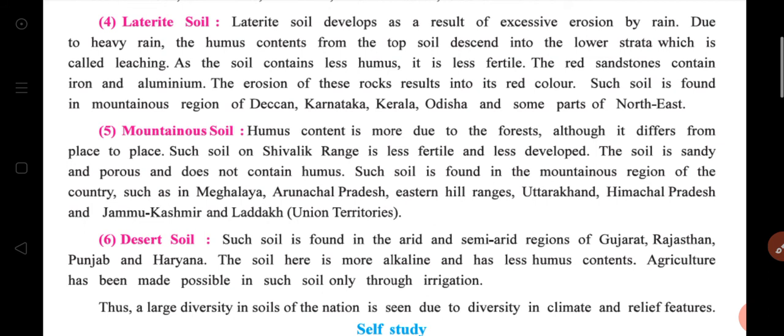And the red sandstone contains iron and aluminum. The erosion of this rock results in its red color. So it is found in mountain regions like Karnataka, Kerala, Odisha and also some parts of the northeast. Clear? Then mountainous soil. Humus content is more due to the forest.